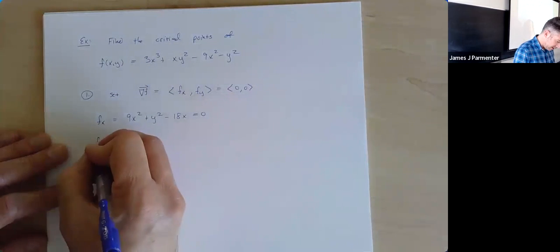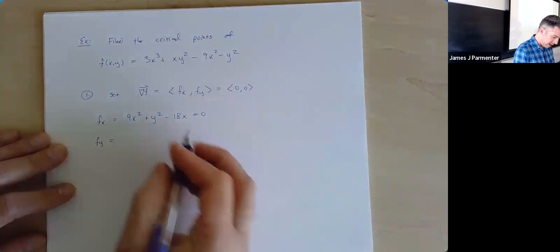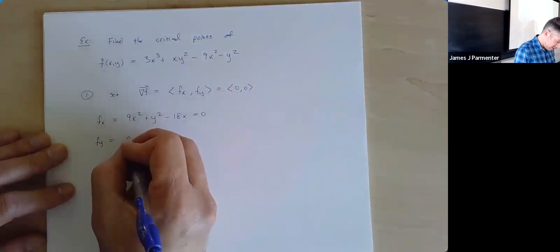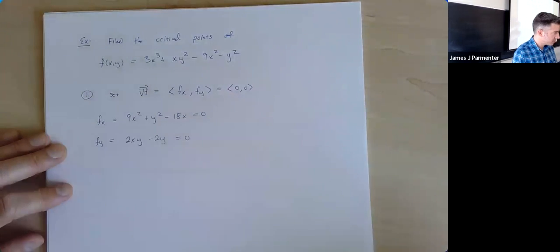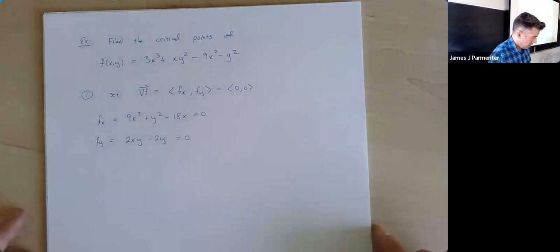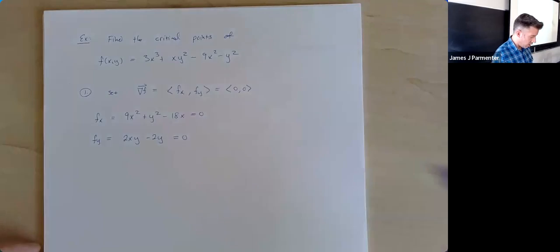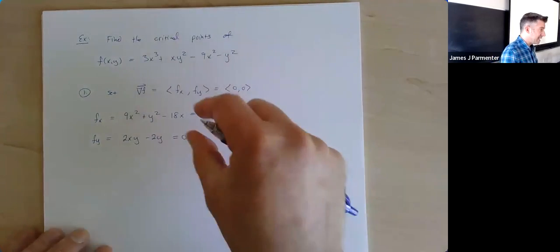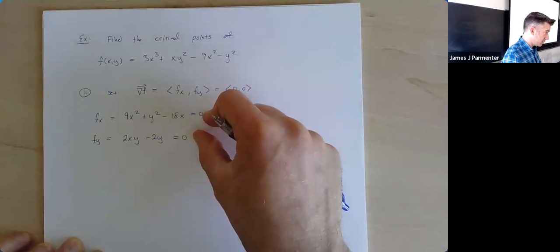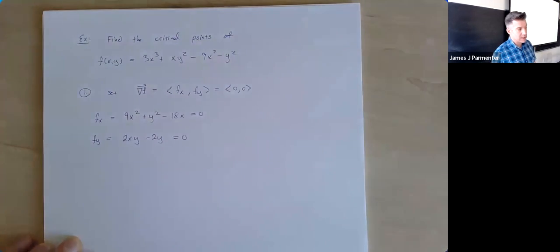And we're also going to set the partial with respect to y, which is 2xy minus 2y, equal to 0. What we're trying to do is find all possible solutions that simultaneously solve both of these equations. The usual plan of attack is to look at the equation that seems simpler to deal with, and in my opinion, that's the second equation.